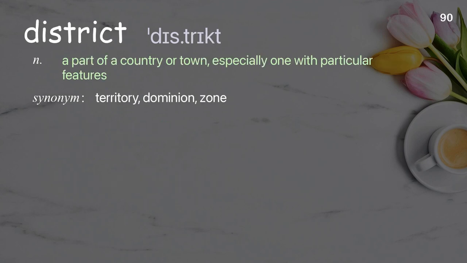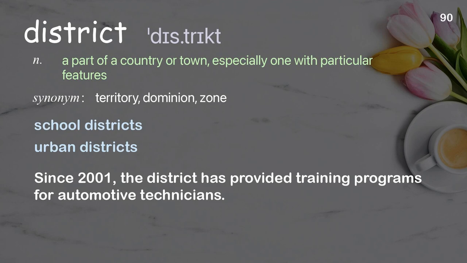District. A part of a country or town, especially one with particular features. Examples: School districts. Urban districts. Since 2001, the district has provided training programs for automotive technicians.